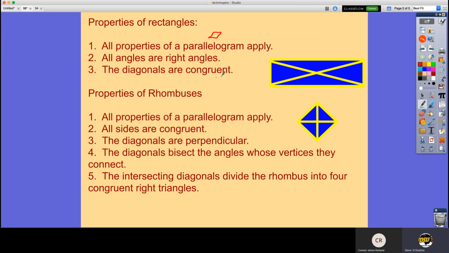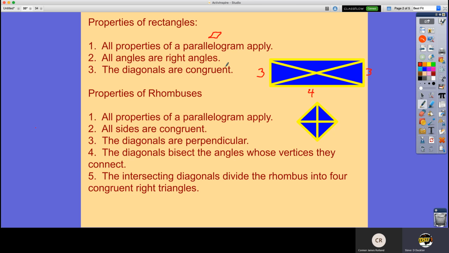And then the big one that gets forgotten for rectangles is that the diagonals are congruent. So our diagonals through here are congruent. Logically, you guys would be able to figure that out. If, for example, this side is 3 and this side is 4, we can draw that diagonal in there. That would mean the diagonal would have to be 5, right? Due to Pythagorean theorem. And if we did it for this other triangle, we could find that this is also 5. So that is always the case. The diagonals are always congruent for those.